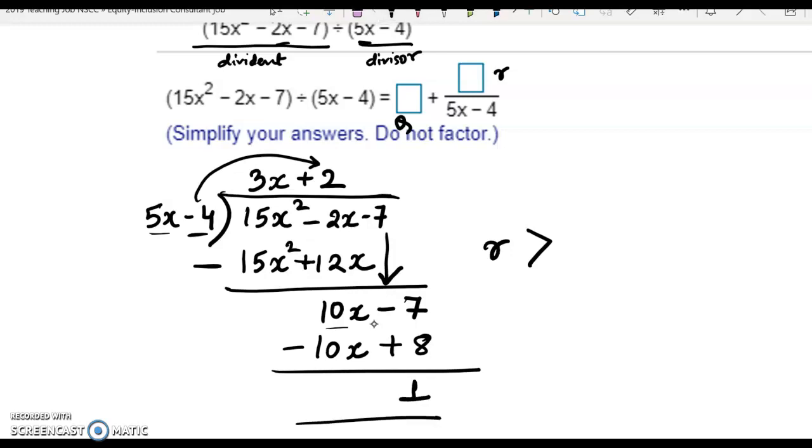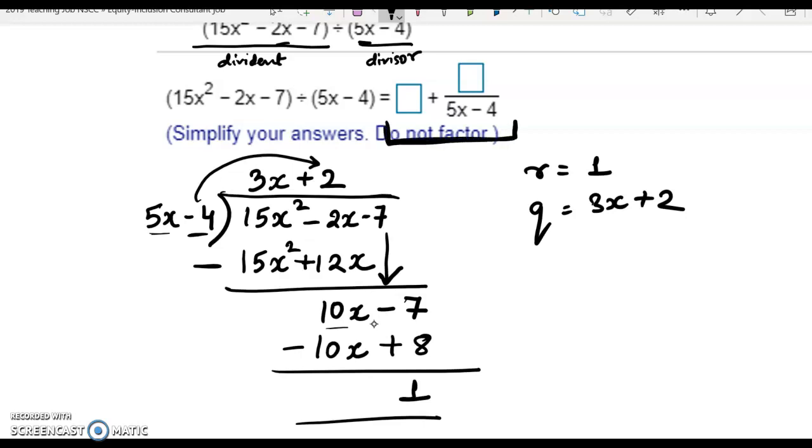So what is my remainder now? My remainder is equal to 1 and my quotient Q is equal to 3x plus 2. Not done yet. The big job is to write it in the correct format. So for the long division method, this is the format that we use. The format says that your answer is quotient Q plus remainder upon divisor. The divisor is 5x minus 4. What is my quotient? 3x plus 2. So in this bracket I will write 3x plus 2.